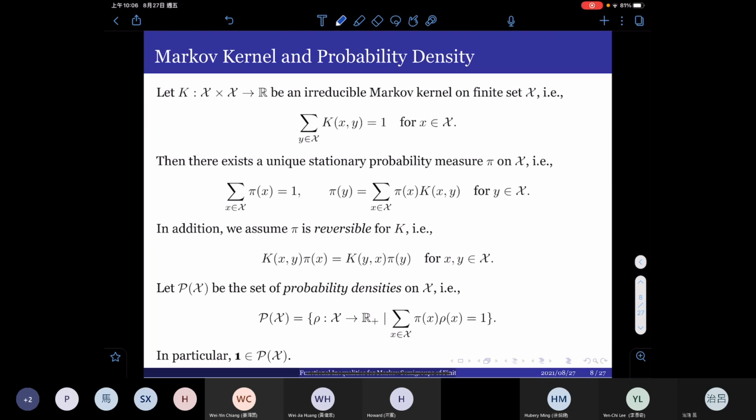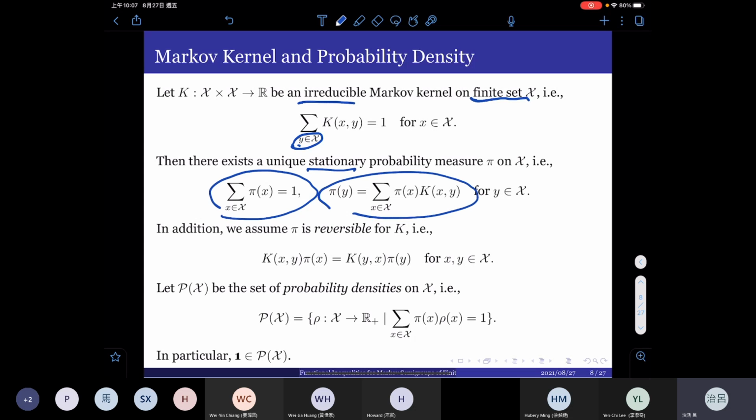Here is section 2. Firstly, we consider a finite set X. So it is a finite set. And we let K be an irreducible Markov kernel. That means the summation over y of K(x,y) is 1 for any x belonging to X. In addition, according to the Markov chain basic theory, we know there exists a unique stationary probability measure, or you may say a steady state. That means pi satisfies this condition and this condition. We may consider this as a probability, and this can be regarded as K times pi equal to pi, and do summation. This is like the transition matrix.